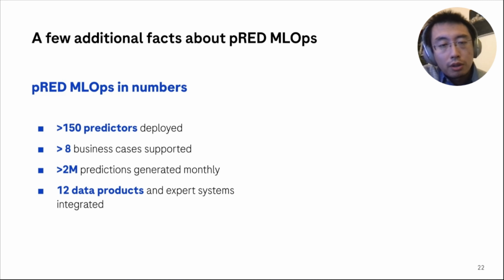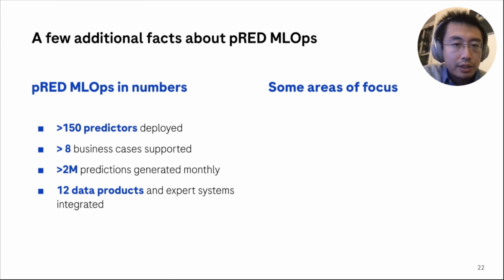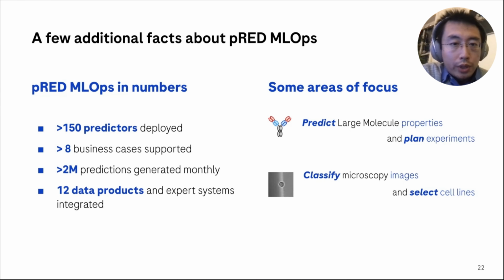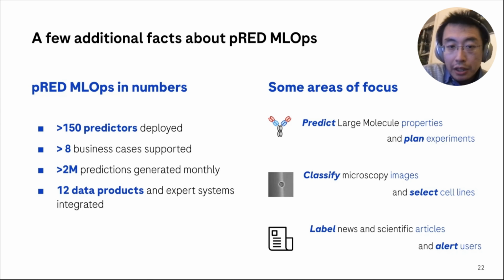Also, just to show you a little bit of the diversity in the focus areas of our business use cases, we're producing predictions on molecular properties, which helps our scientists to better plan experiments. We are producing classifications of microscopy images, which helps our scientists to select a specific type of cell line. We're labeling news and scientific articles, which helps scientists to stay up to date with their relevant scientific content.